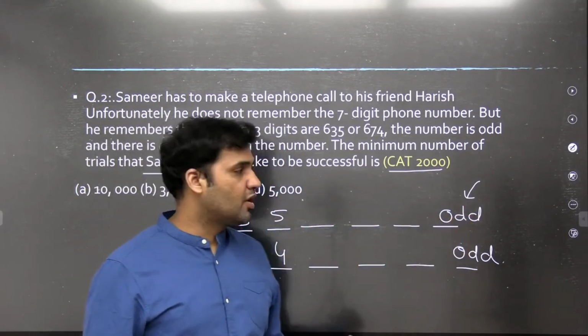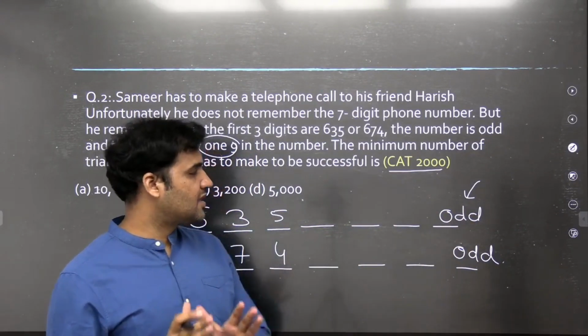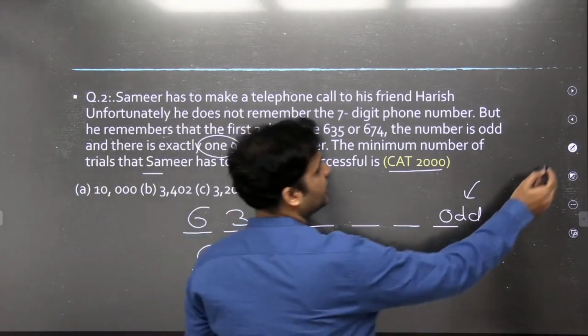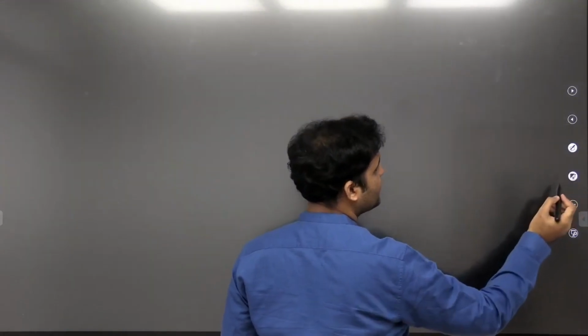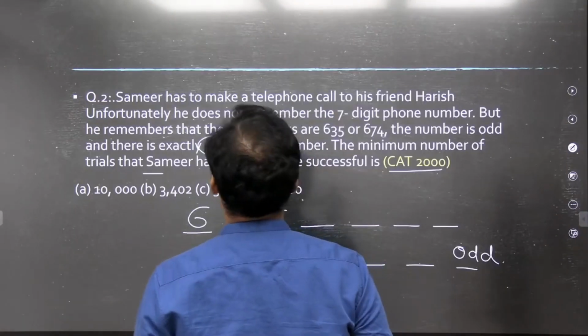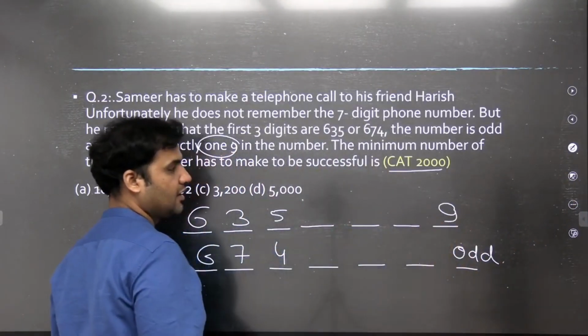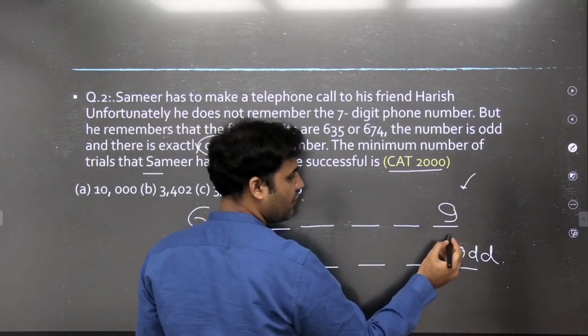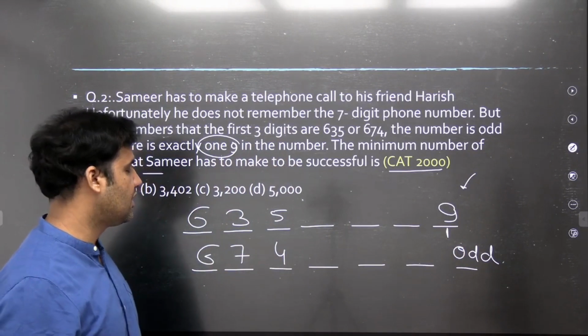The number should be odd and 9 has to be used only once. So you have to take separate cases. If I am placing the digit 9, let's say in the first case, if I place the digit 9 over here, that means this place can be filled only in one way, because I have placed a single digit 9 over here.